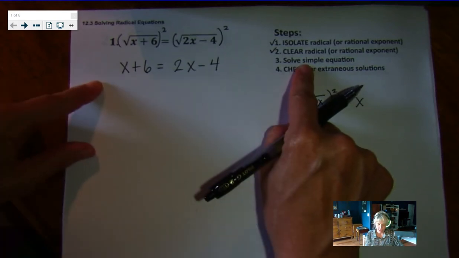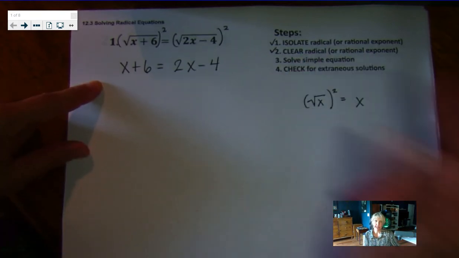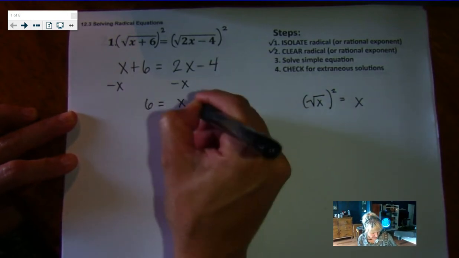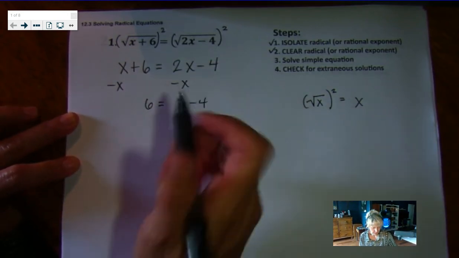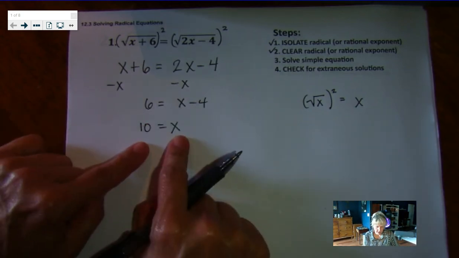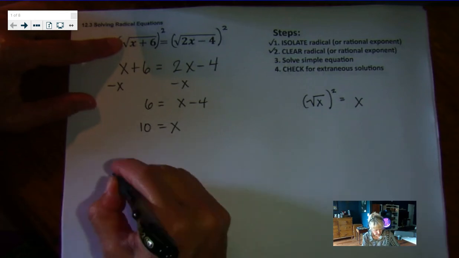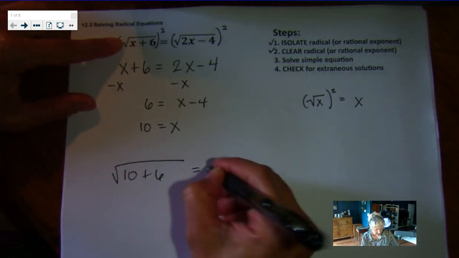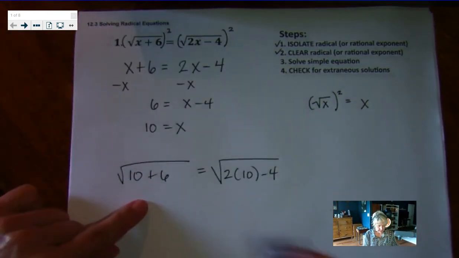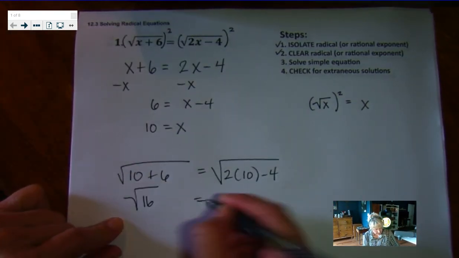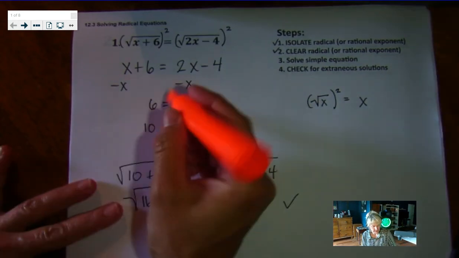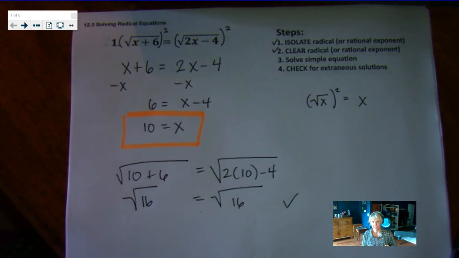And if you notice, we have cleared the radical. And we're just going to solve this simple equation here. So what we're going to do is subtract x from both sides. 6 equals x minus 4. Go ahead and push the 4 over. So x is going to equal 10. And then let's go ahead and check that. If I put this back into here, this would be 10 plus 6, and that should equal 2 times 10 minus 4. 10 plus 6 is 16. 20 minus 4 is 16, and sure enough, that is correct. So this is going to be the answer to number 1.